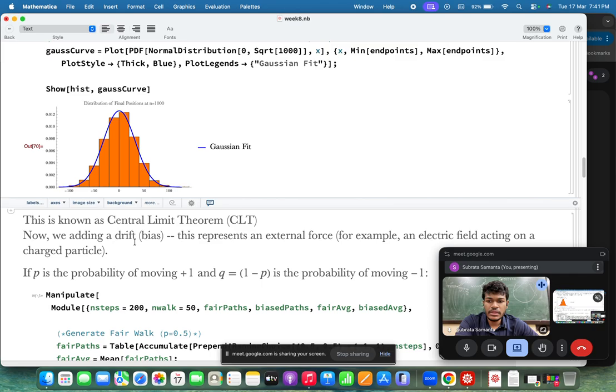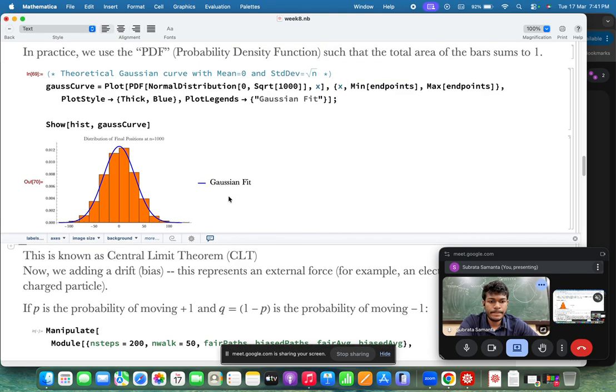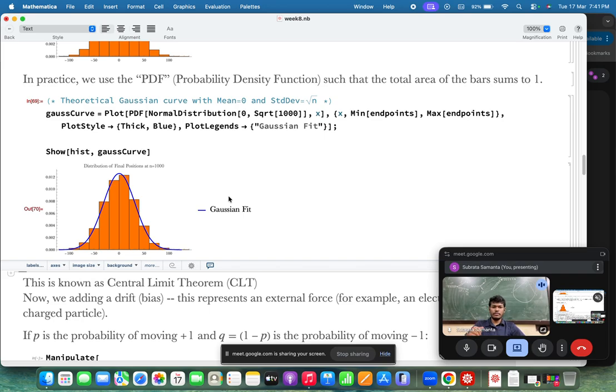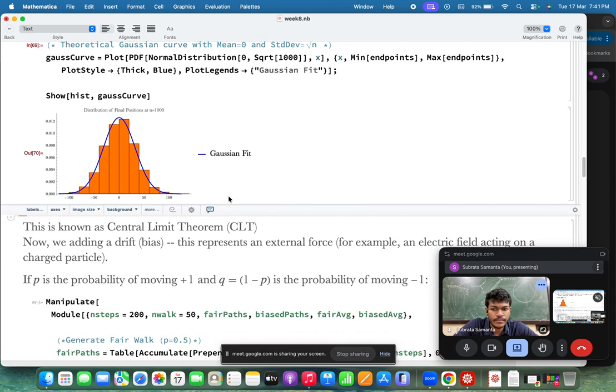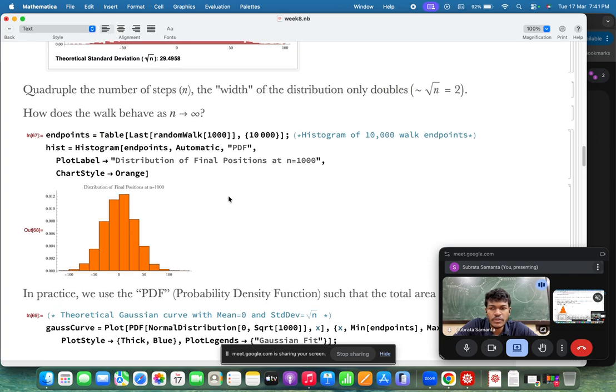So, this is basically known as the central limit theorem. Once you increase n more and more, it basically converges to a Gaussian distribution. So, that is the central limit theorem. So, up to this point is clear, right?